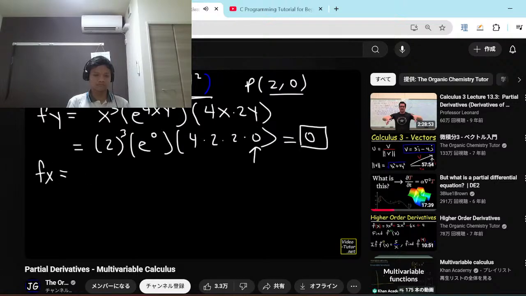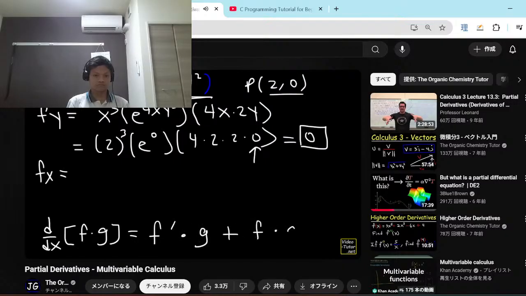Now let's find it with respect to x. So let's review the product rule. Let's say we have two functions, f times g. You need to differentiate the first function, so you get f prime times the original of the second, plus the original of the first times the derivative of the second. So that's how we use the product rule.